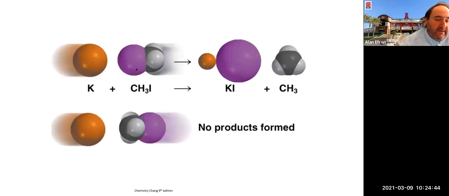Just a reminder, as we talked about earlier, not all collisions will lead to products being formed. In the top one there, the K and the CH3I intersect and collide in the right orientation, and we do see products being formed. But if this one backed in with the carbon side first, we would not necessarily see any products formed. So there are two factors important for products being formed: you have to collide in the right location, and you also have to collide with the right amount of energy.